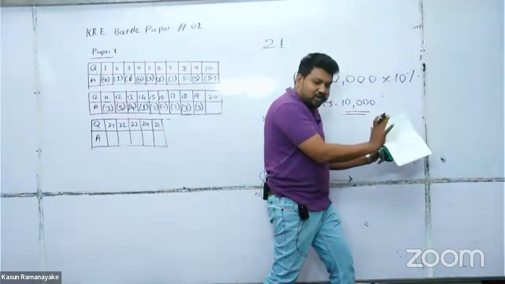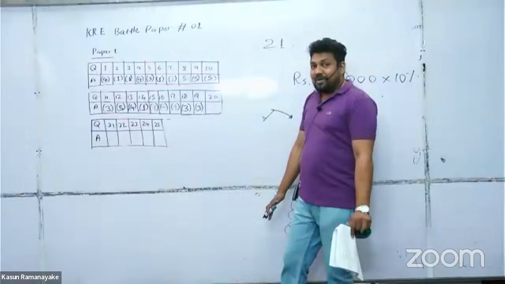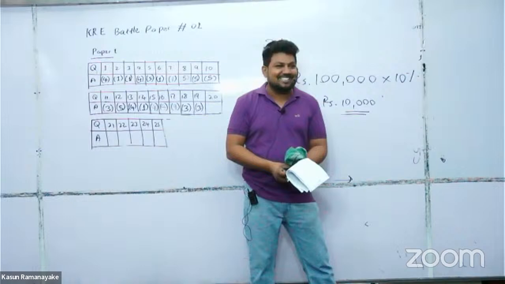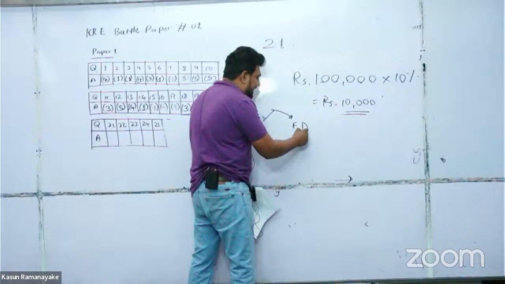What is another alternative? By using 100,000, you are spending money to purchase the goods and services. But when you deposit in the fixed deposit, you will lose the opportunity of purchasing those goods.